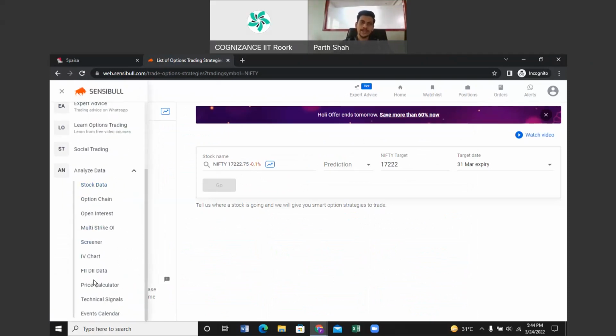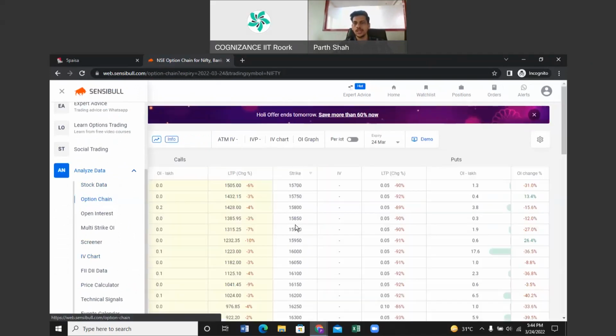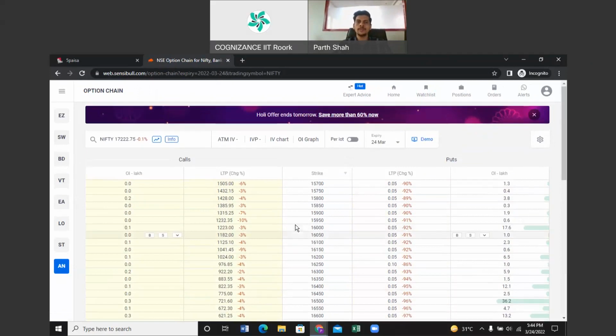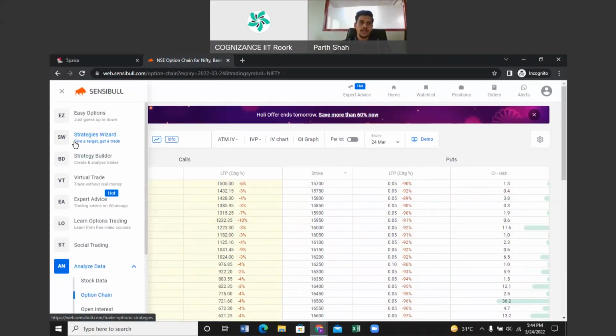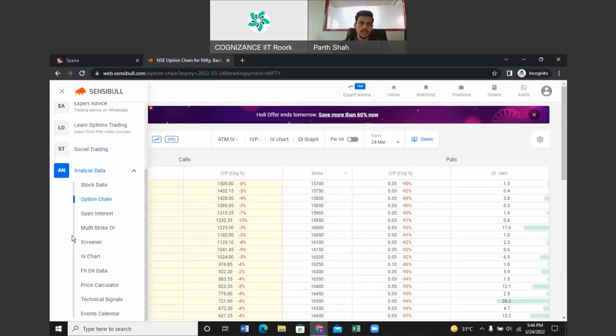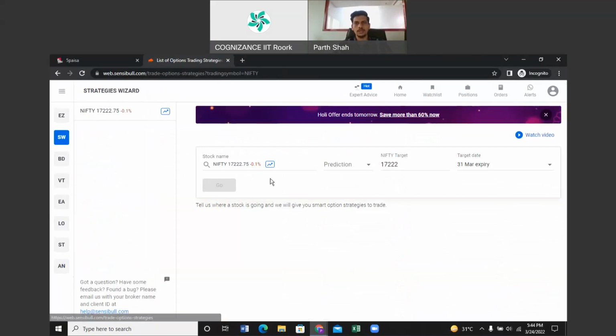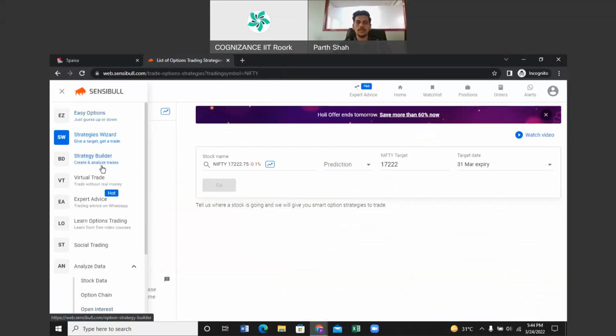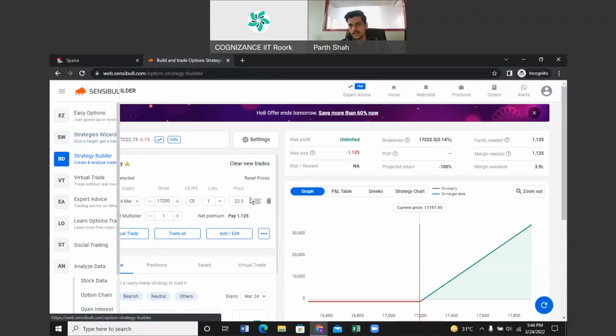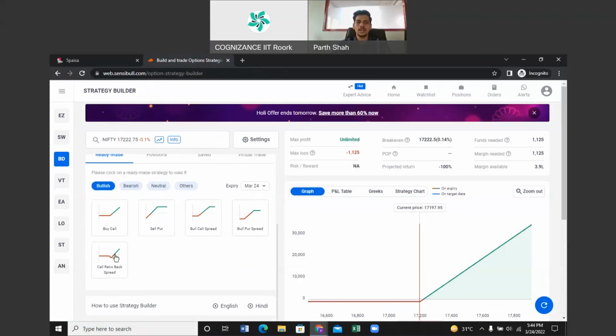So it has multiple things with respect to options. You can have the option chain. You can see the option chain here as well, and you can see the Greeks and everything here as well. You can see your positions and everything here as well. So I'll take you through multiple things. This is basically a strategy wizard where you will get the predefined strategies. They have the strategy builder as well, where you can see the predefined strategies.